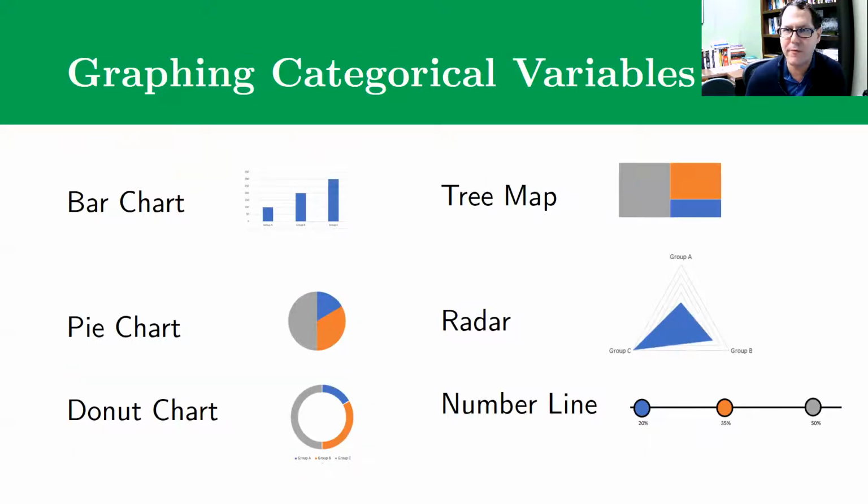When we're working with categorical variables, there are a lot of different possible options. I could talk about the pros and cons of each. I don't know that that's necessarily a useful way to spend anybody's time. I will just flag that bar charts and pie charts tend to be the most familiar to people, whereas tree maps, radar plots, and number lines tend to be maybe less familiar to people as ways of communicating data, but these are all communicating essentially the exact same set of data, how three different categorical variables are distributed.